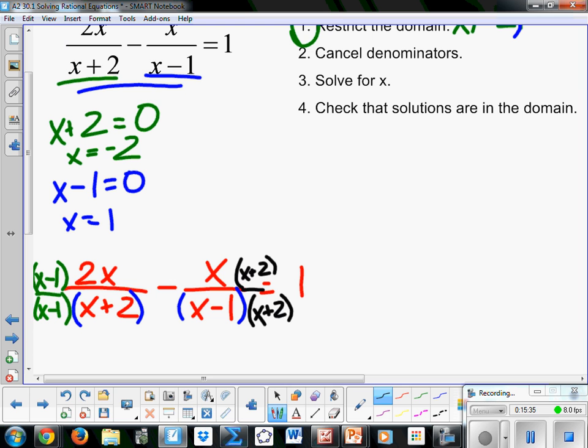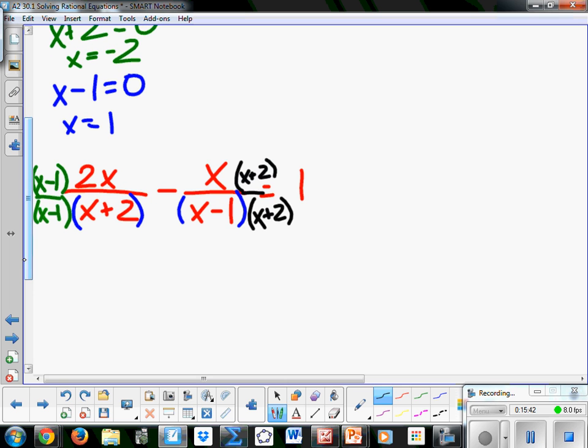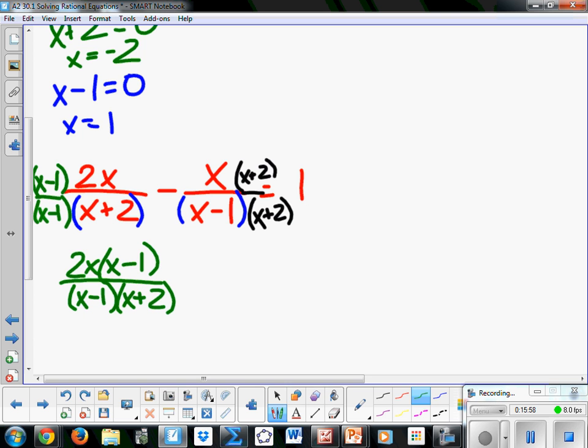Now, since I'm multiplying by 1, I don't have to do anything to the other side of the equation because all I'm doing is multiplying my fractions by 1. Okay, so here we end up with 2x times x minus 1 all over x minus 1 times x plus 2, minus x times x plus 2 all over x minus 1 times x plus 2.